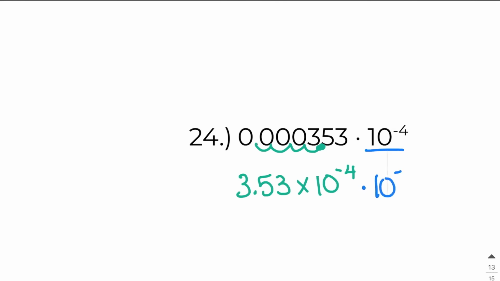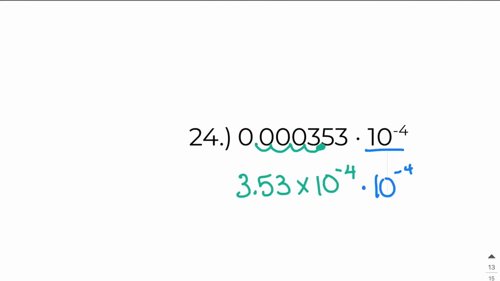All right, our last example that we have here. So this 0.000353, I need to change this so that this number right here is between 1 and 10. So I'm going to move this over 1, 2, 3, 4 times. If I do that, now this 3.53 is between 1 and 10. However, to get from this number to this number, that means I had to have divided by 10 4 times. And because it's division, it's a negative 4. And then right here, I'm just going to copy down this 10 to the power of negative 4.